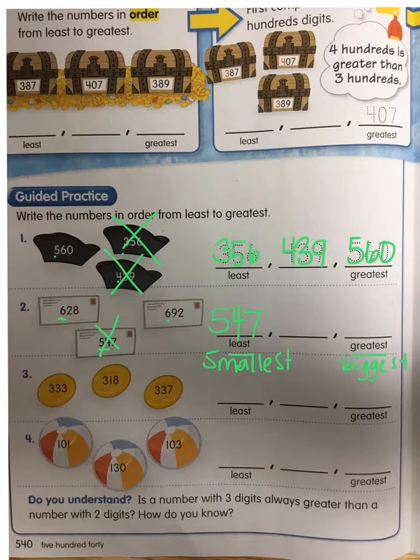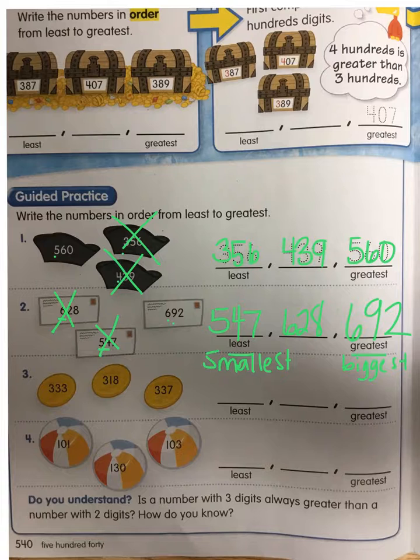Uh-oh. So now these both have 6s, so now I'm going to have to look in the 10s. 2 and 9, well, 2 is smaller than 9, so 628 comes next. Cross that off, and the greatest or the biggest is 692.